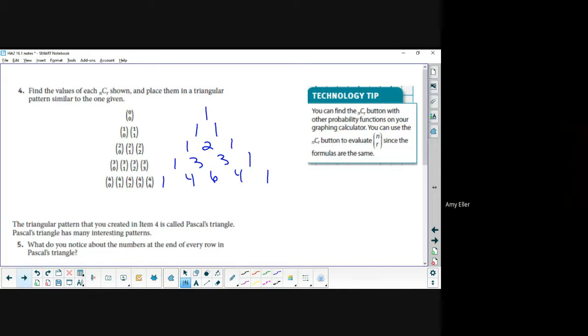This is significant to our bell work. This is called Pascal's triangle. It doesn't stop here. It could go on infinitely. You could just keep adding 5 choose 0, 6 choose 0, and so on. Put this triangle side by side with your bell work and see what you notice.